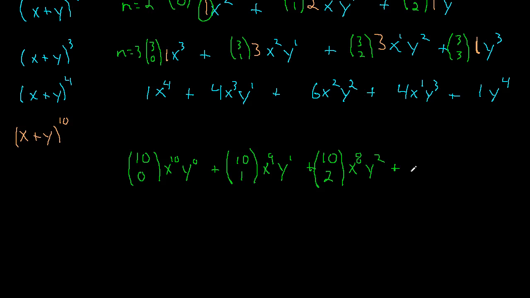And this is going to keep going until we get to 10 choose 10, x to the 0, y to the 10th. And you can come back and simplify this, calculate all these different combinations, simplify, and you're done. Okay, that is a crash course in binomial expansion, which we will need in the proof in our next video. We'll see you there.